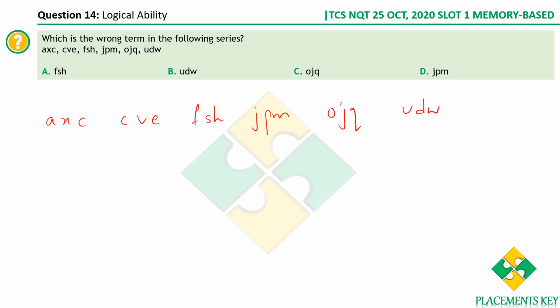First, it's always better to replace the alphabets with their corresponding positions in alphabetical order. That is, A's position is 1, C's position is 3, X's position is 24. Then we have C is 3, E is 5, V is 22, F is 6, S is 19, H is 8, then J is 10, P is 16, M is 13, O is 15, J is 10, and then Q is 17, U is 21, D is 4, W is 23.